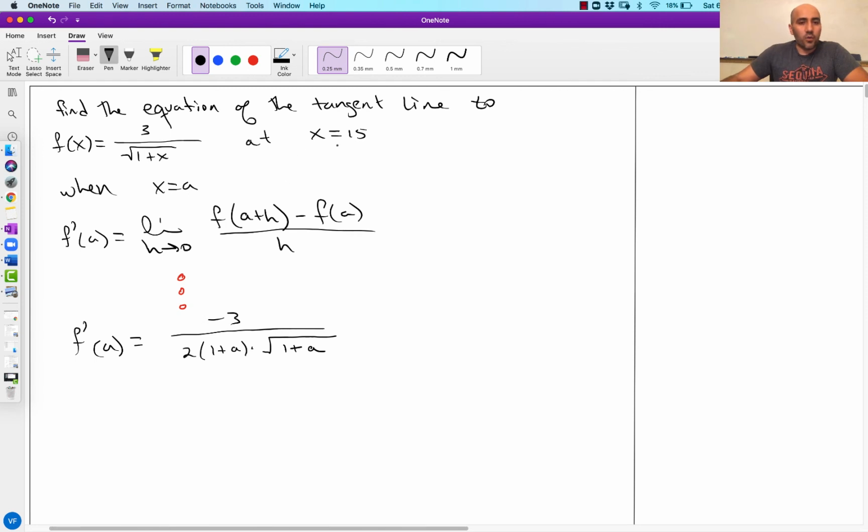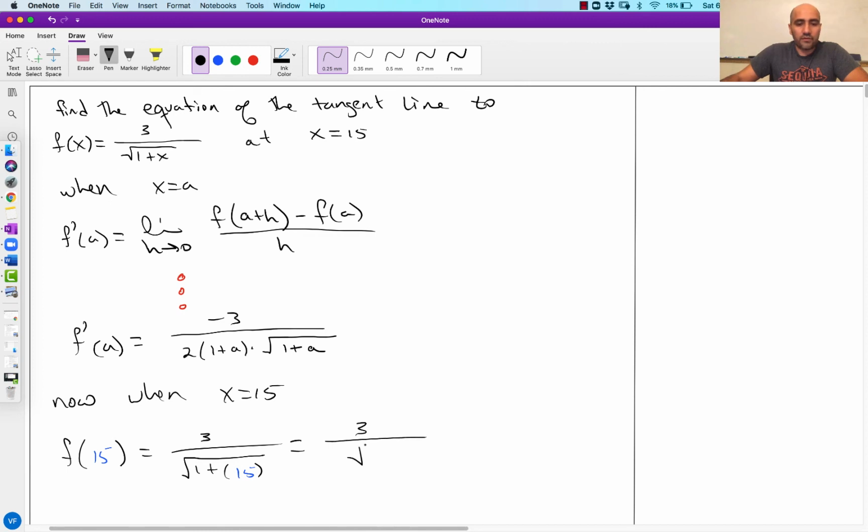Okay, so we can evaluate this when a equals 15. Now, when x equals 15, we have two ordered pairs. First of all, let's find the ordered pair on the function. So that'll be blank equals 3 over the square root of 1 plus blank, and I'm going to put in a 15 here and a 15 here. Okay, so that's a nice convenient result. That turns out to be 3 divided by the square root of 16, which equals 3/4. Okay, so we have the ordered pair 15 comma 3/4.